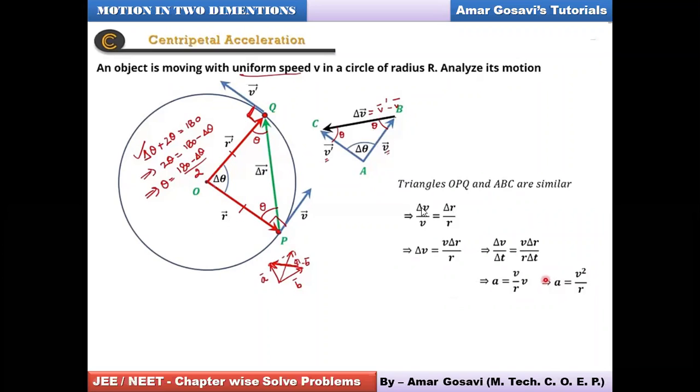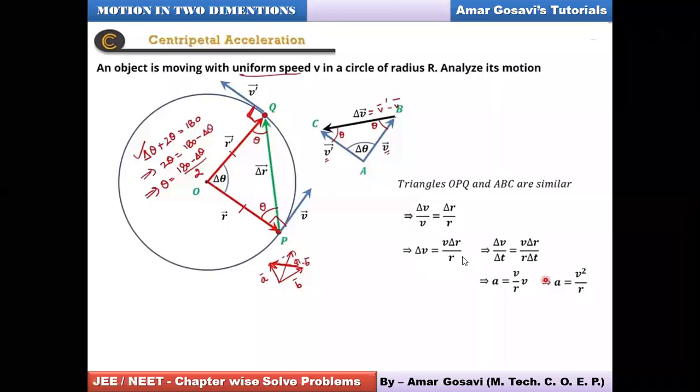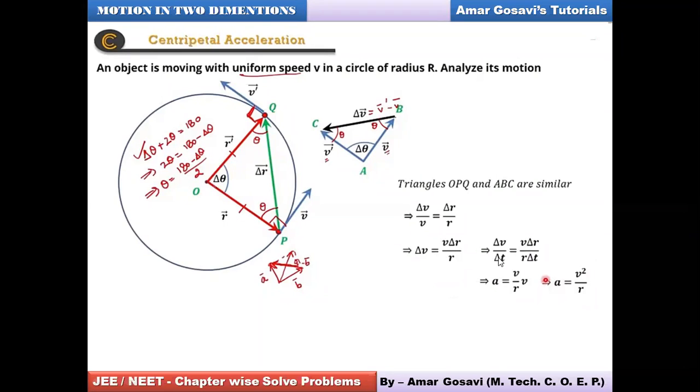Shuffle it in terms of delta V, friends. So you will take V over here, and delta V becomes V delta R by R. Everybody agrees with this, I believe, right? Just by similarity, I've shuffled it in the form of delta V. Now if I divide by delta t on both sides, the left hand side gives delta V by delta t, and the right hand side gives V delta R upon R delta t.